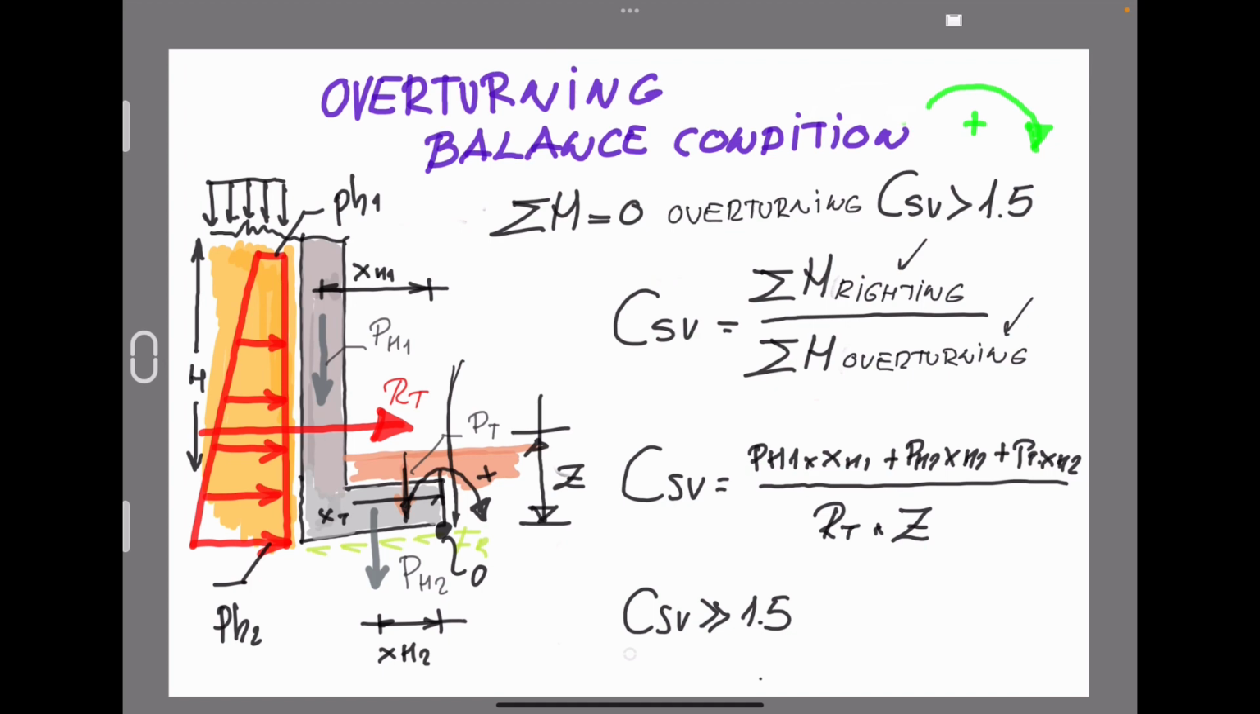The overturning moment is very simple. It is only the arm multiplied by the resultant of the lateral forces, called in this case RT. Both values, the resultant of the lateral pressure forces, and also the Z, which is the distance measured from the bottom of the foundation up to the place where the resultant is located, give the overturning moment. It shouldn't be very critical, or this is not the governing condition, but it also has to be verified in any case.